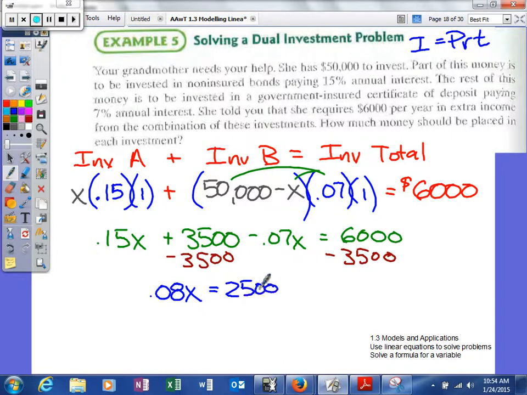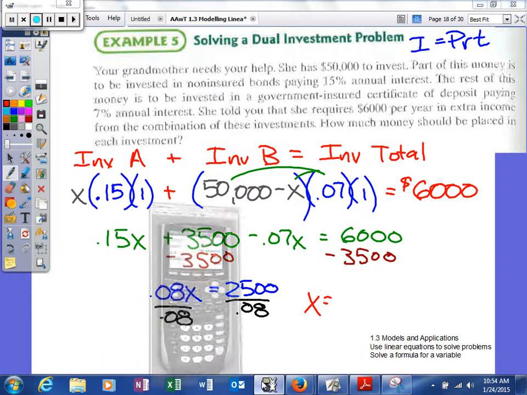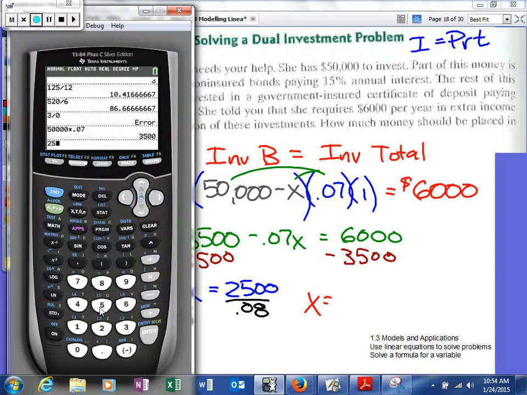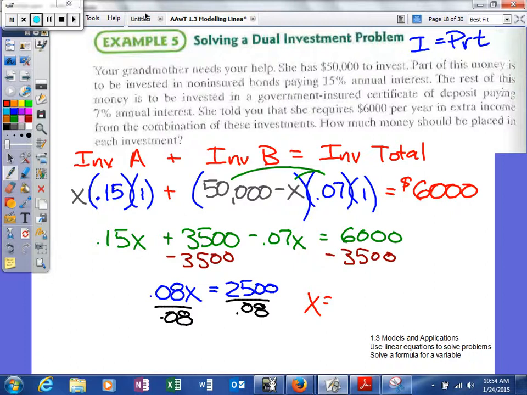2,500. Okay, next thing I need to do is go ahead and divide by decimal 0.08. It's hard to write at the bottom of this board, but I'll survive. And I'll get x is equal to, and again, I'm going to use my trusty calculator this time, 2,500 divided by decimal 0.08. So I get $31,250. Okay, so that's the answer we got.